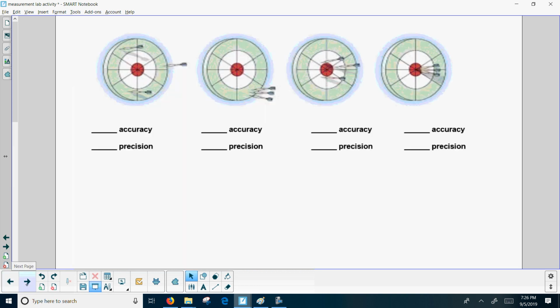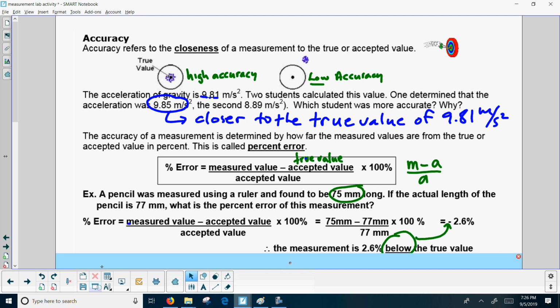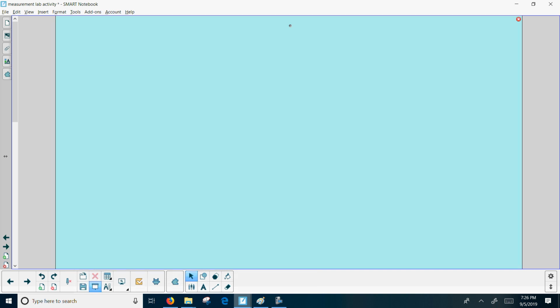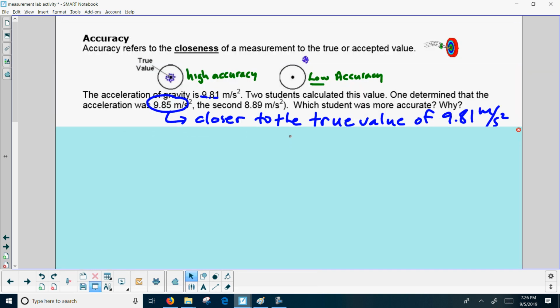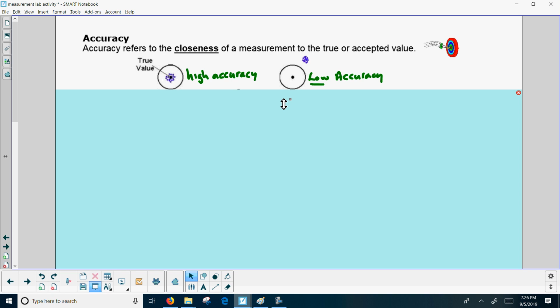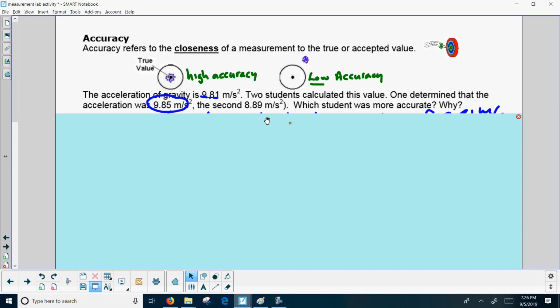So let's look at what you have in your workbook. In your workbooks, you have the following page, and basically it defines what accuracy is. Accuracy is the closeness of the measurement to the true value. So let's use an example. I have two students, and they want to measure the acceleration of gravity, how quickly gravity accelerates or speeds objects towards the Earth. The true value is 9.81 meters per second squared. That's what it should be.